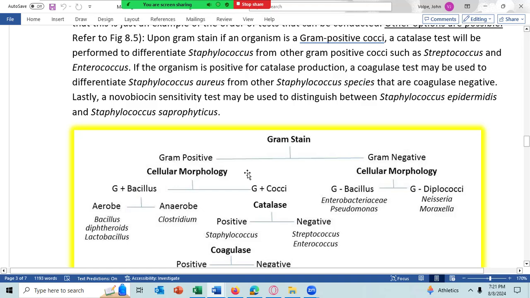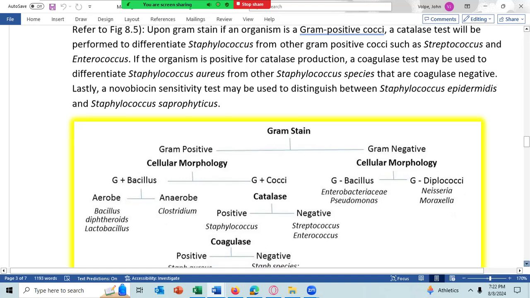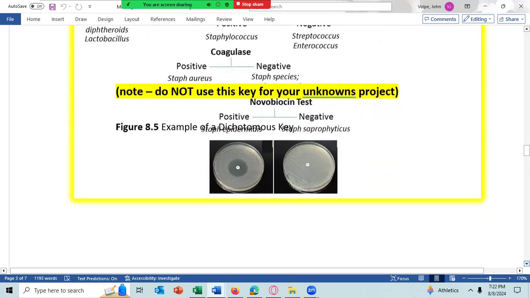You divide the bacteria into two groups for the gram stain, gram positive, gram negative. For the cellular morphology, you divide them into gram-positive bacillus and gram-positive cocci. Any question about any of that? All right. Do not use this key that I've given you here for this lab. Only use it for this reading here.